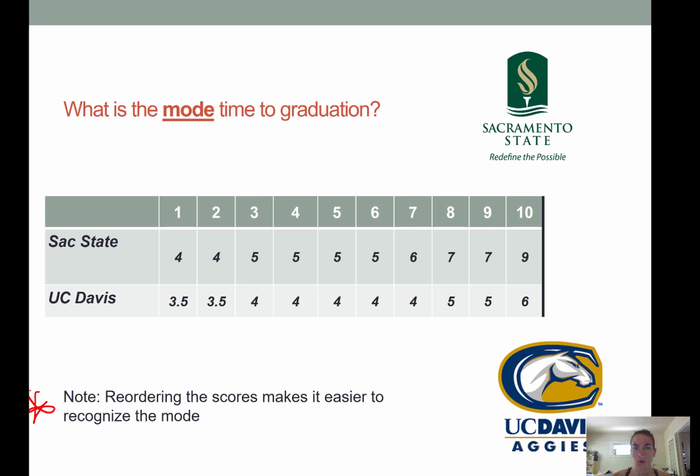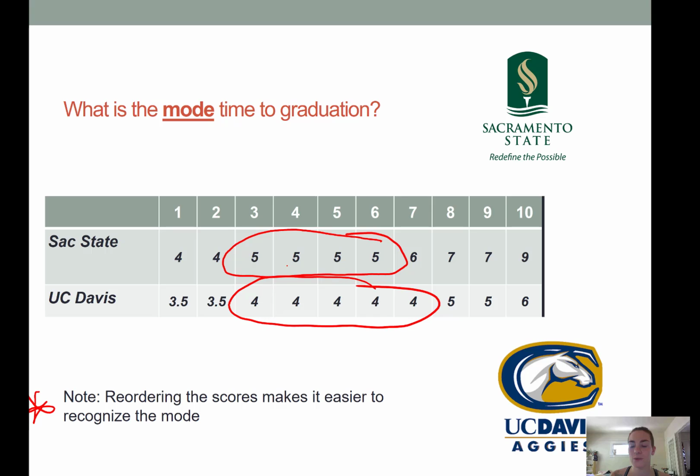So I reordered both of these rows, and you can see that for Sac State students, there's this chunk of scores, this chunk of people who all reported that they graduated in 5 years. Right? So that's definitely the most frequently reported value for Sac State students, so the mode is 5. I'll give you a second to look at UC Davis and think about what you think the mode for the UC Davis students is. Hopefully you identified that the mode for UC Davis students, the mode time to graduation, is 4 years.